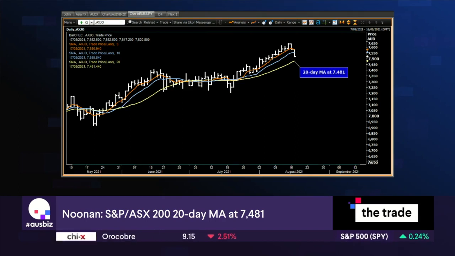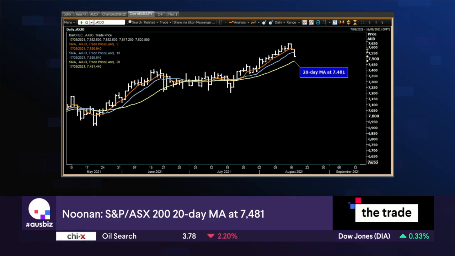However, having said that, the 5-day is starting to turn lower, and that's suggesting that upward momentum is waning. And it's also moved below the 10-day moving average, which is another warning that a short-term top is forming.